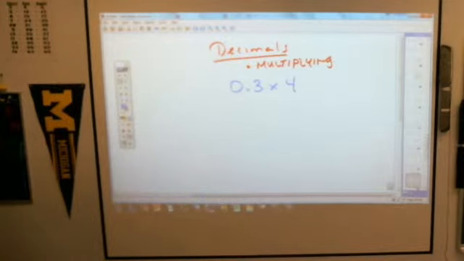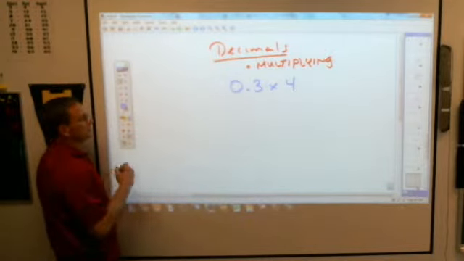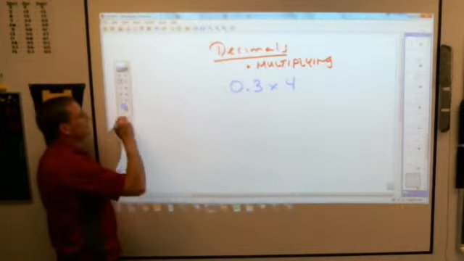Everybody, you got that down? 0.3 times 4. Please, please, please understand this, ladies and gentlemen. When you add and subtract decimals, what is rule number 1? Now we are multiplying them. Adding and subtracting them, you line them up. That is not the case with multiplication. So we're going to write that in big letters.